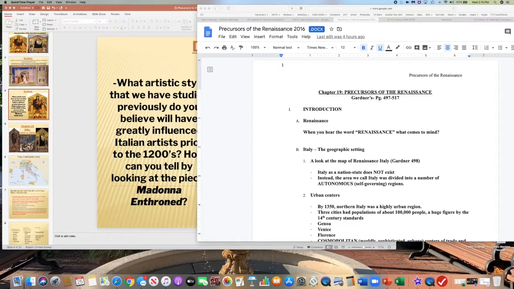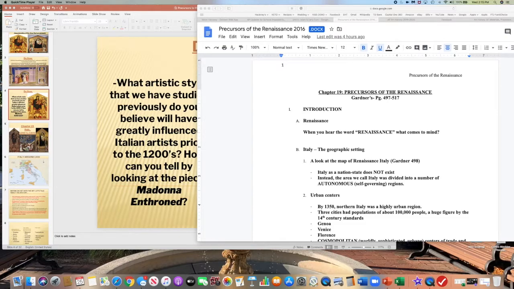Guys, welcome back. We are getting into our next chapter of art history. We are still, technically, in the Middle Ages. Remember, the Middle Ages does not technically end until the 1400s. So we are now starting the Middle Ages in Italy.